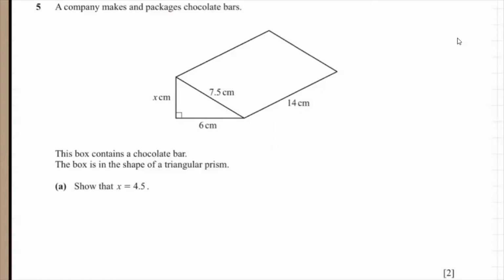This is question number 5 of the May-June session 2020. The question says a company makes and packages chocolate bars. This box contains a chocolate bar, so you can look at the measurements over here. It says that you have to show that x equals 4.5.